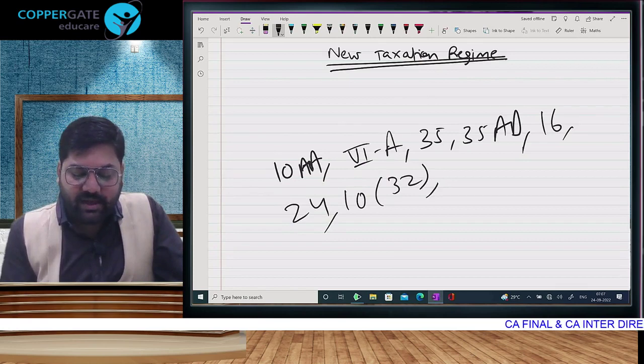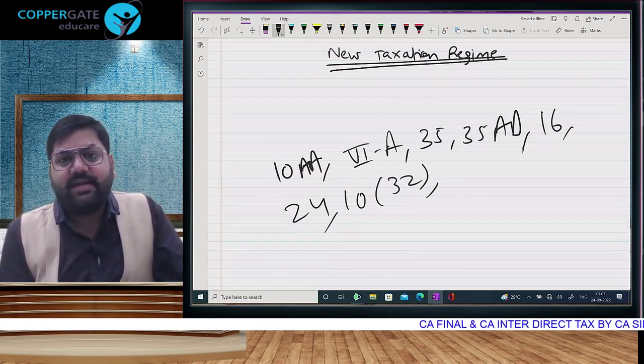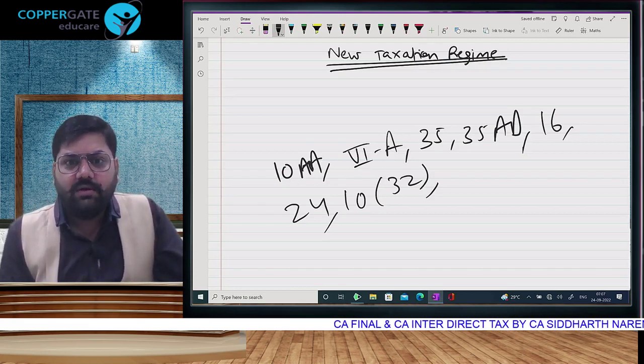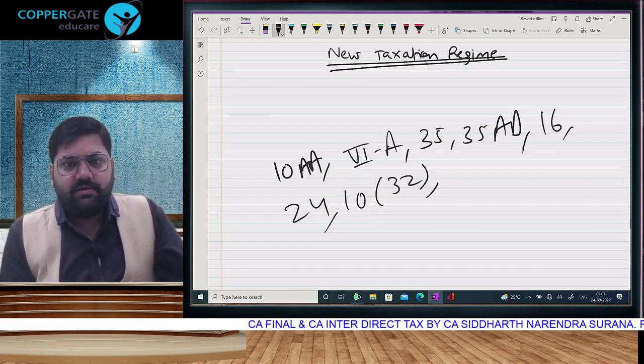If I talk about a chapter like clubbing of income, there is section 10(32) that whenever income of a minor child is clubbed with the parent, the parent gets an exemption of 1500 rupees: amount clubbed or 1500, whichever is lower. So if the amount clubbed is 2000, the parent will pay tax only on 500. 1500 exemption is given.